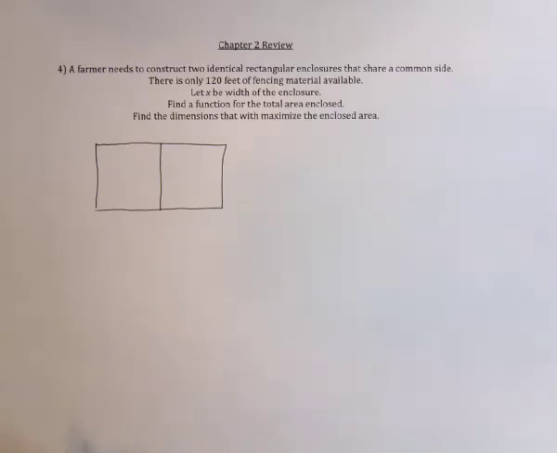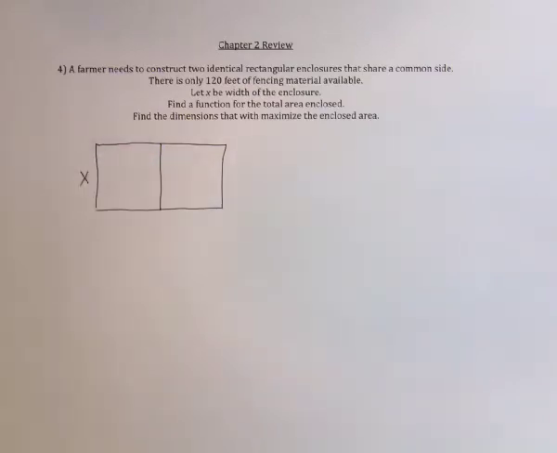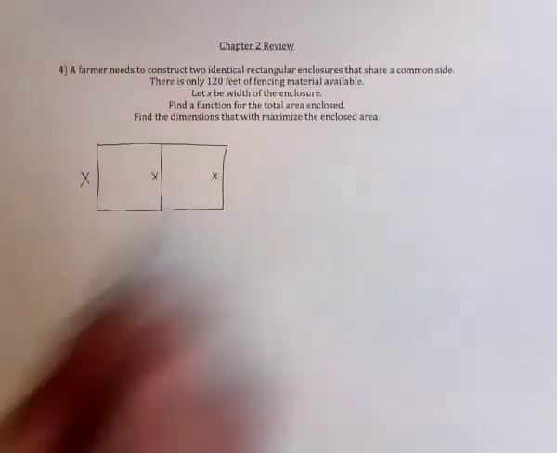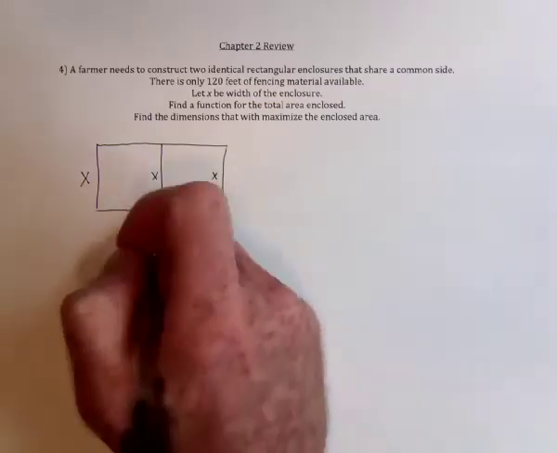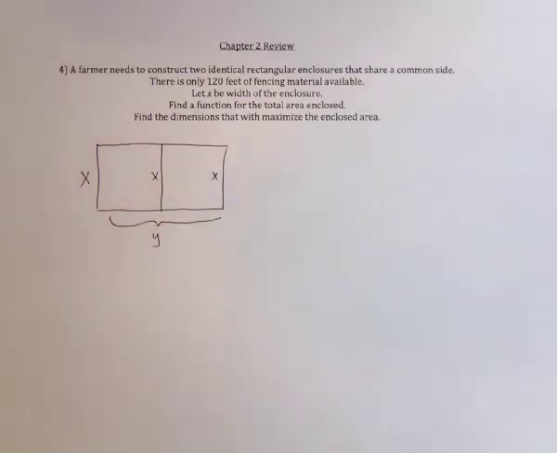Let x be the width of the enclosure, so it doesn't really matter which side you call x. I'll say this is x, which then I know means that this is going to be x and this is going to be x. And then I need the other side, so I'm going to say that this side down here, the whole thing, is y.